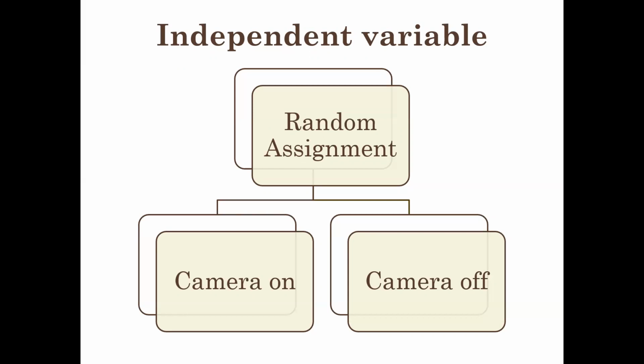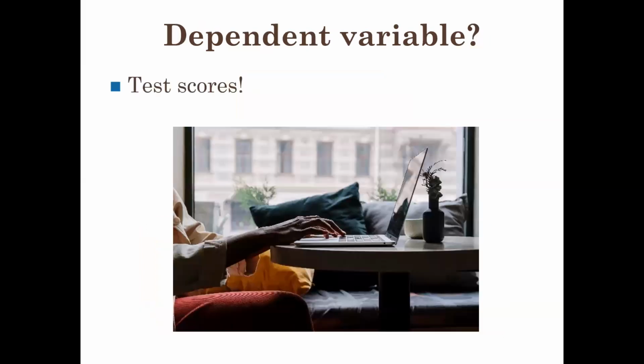But for the purposes of this demonstration, we're just going to assume that we randomly assign students within the same class to take an online exam with the camera on or off. So 2 groups. The camera on would be the experimental group. The camera off would be the control group in this example. This would be a true independent variable because we use random assignment. Our dependent variable in this case is simple, test scores.